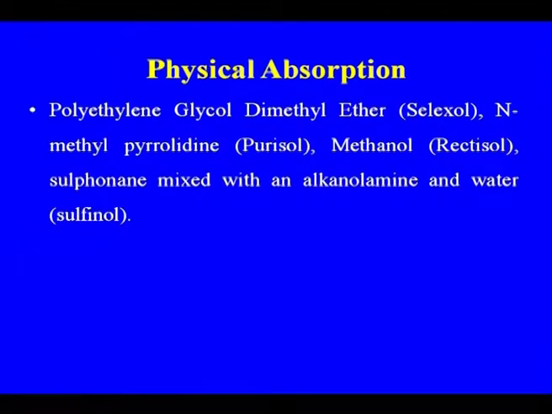So, we are using some corrosion inhibitors, and some of them have been added here. Arsenic dioxide is one of the corrosion inhibitors. Physical absorption uses polyethylene glycol dimethyl ether, NMP, methanol, and sulfolane mixed with an alkylamine and water. So, the sulfur.